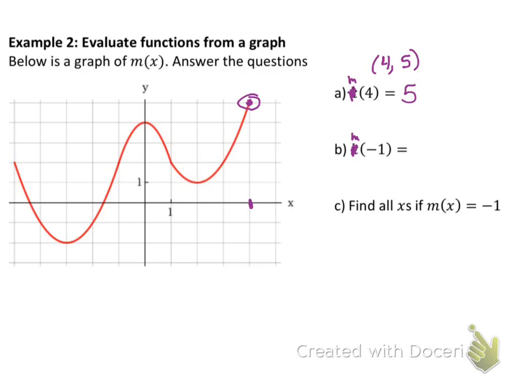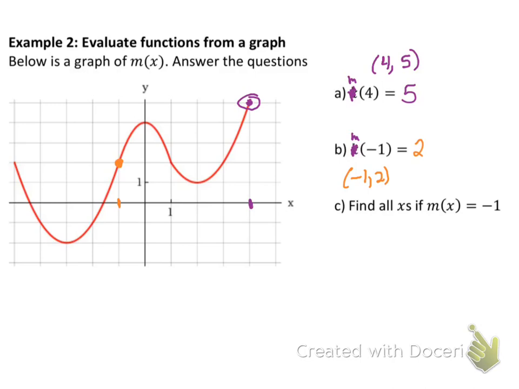All right. And then the next one's saying m of -1. So if I plug in -1, I'm going to get out 2, because (-1, 2) is a point that's on this continuous graph.